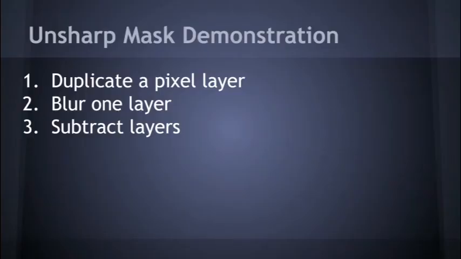So it's called a masking blur, or sometimes an unsharp mask. It's like, unsharp mask, what does that have to do with sharpening anything? Well, I'm going to show you. An unsharp mask is where you duplicate a pixel layer, blur the layer, and subtract them from each other. So I'm going to show you what that does.